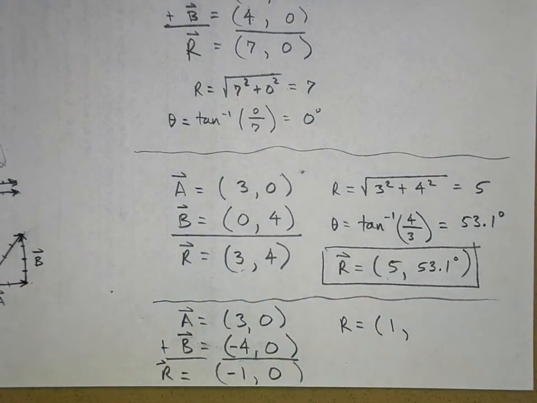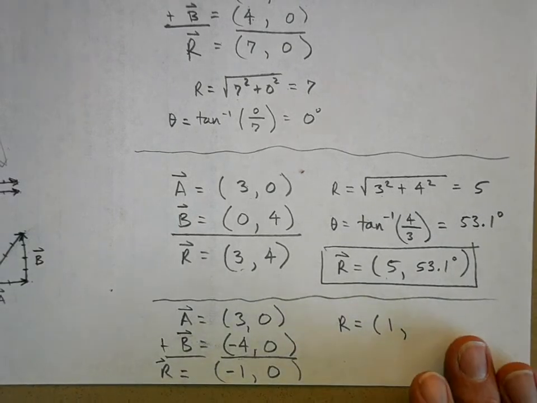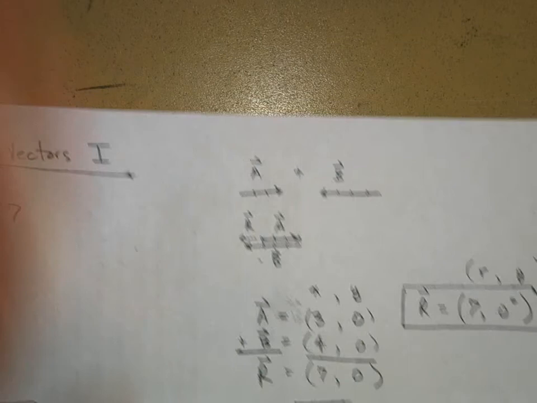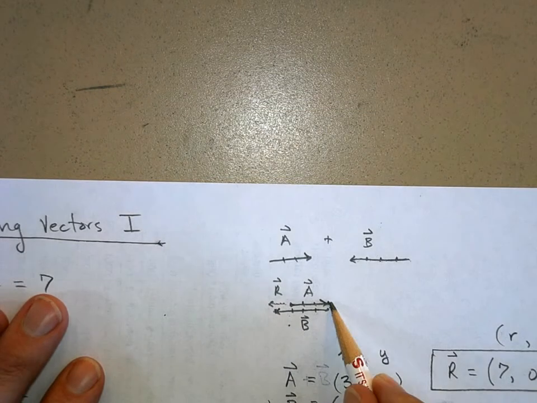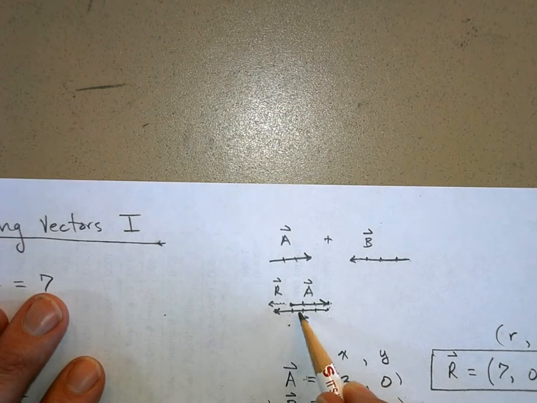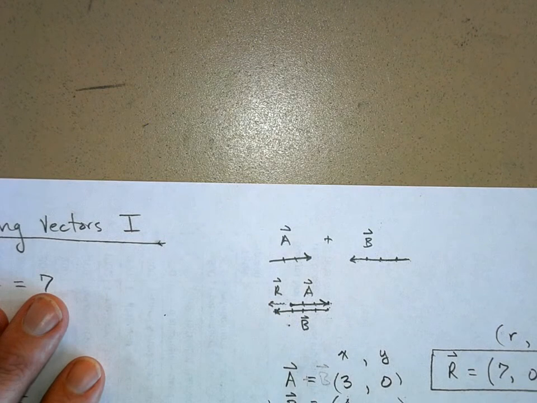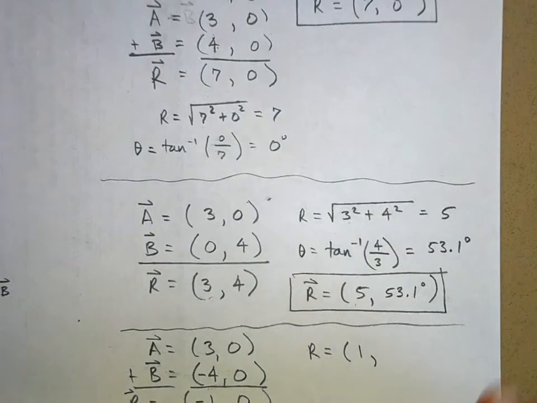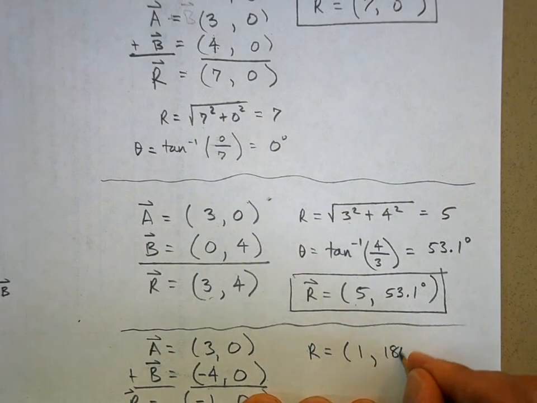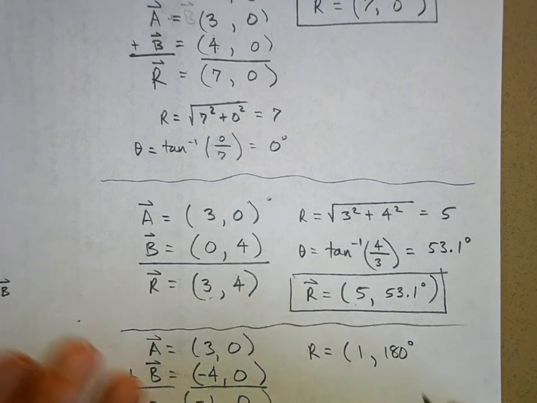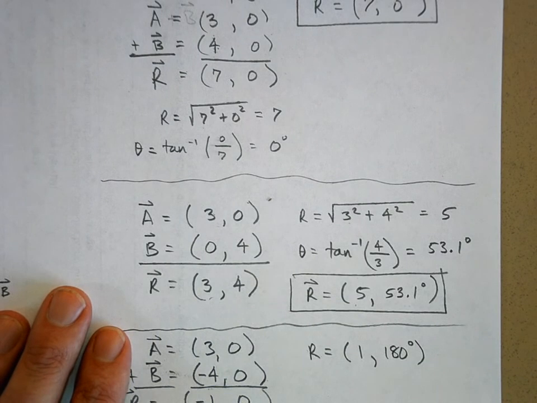But what is my direction? Well, look at the picture. The best way to do it is to look at the picture. If A is over like this and B is over like that, R is at what angle compared to our positive x-axis? Well, that would be 180 degrees. Does that make sense to everybody? That's 180 degrees. It's to the left. And there's our answer.